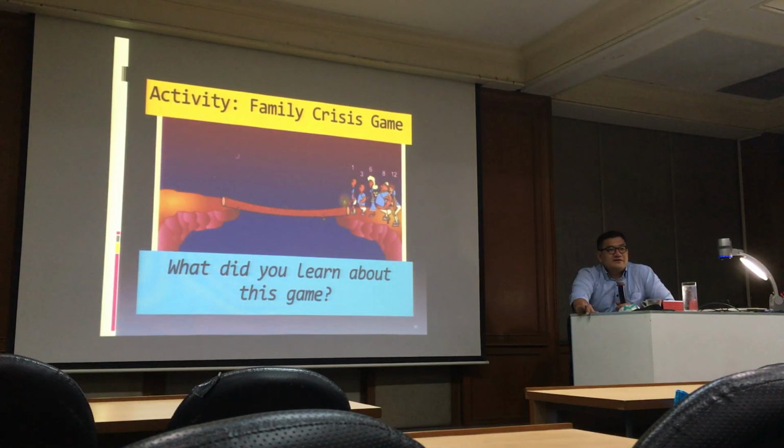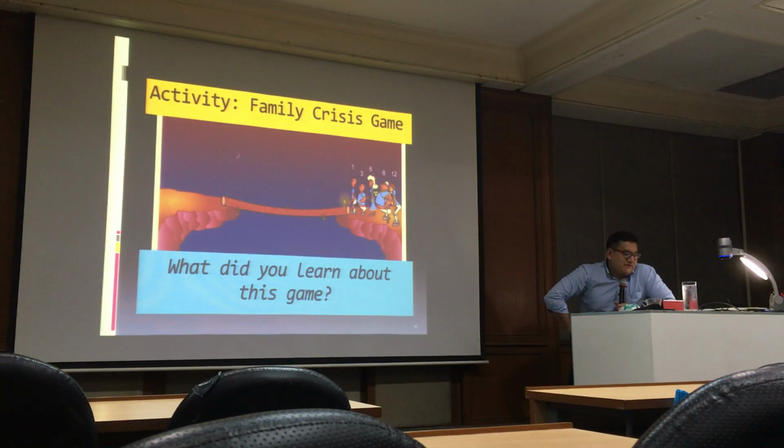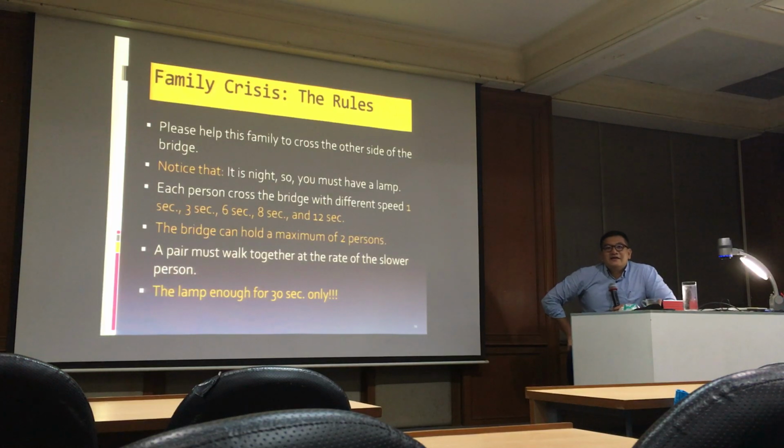So for this game, please don't search for the solution, right? Just look at the screen. Now we have these families, right? It consists of 5 family members: the dad and the mom, the fat guy, the old guy, and the kid. All these family members want to cross from the right hand side to the left hand side using this bridge. But it's very dark, you need a light, right? So they have a lamp that can help them see the bridge, and then they can cross the bridge. Please help this family cross to the other side.